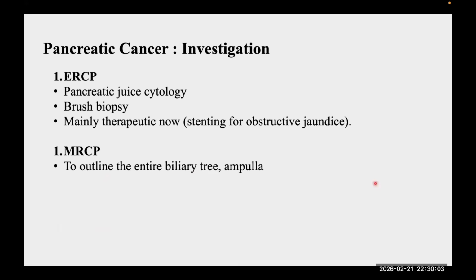Now, we can also do ERCP. When we do ERCP, you reach basically into the pancreas. So you go from the duodenum and you can enter through the sphincter of Oddi. You can do pancreatic juice cytology and brush biopsy, and these are advantages, of course, because you're able to actually take a biopsy from the lesion.